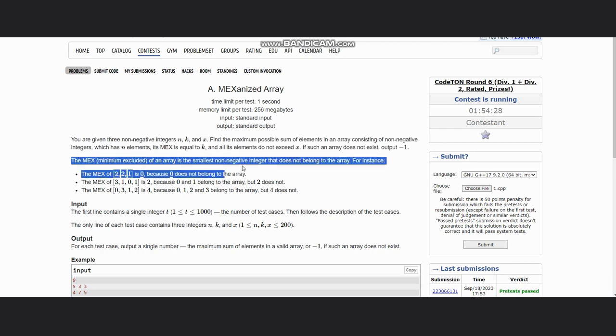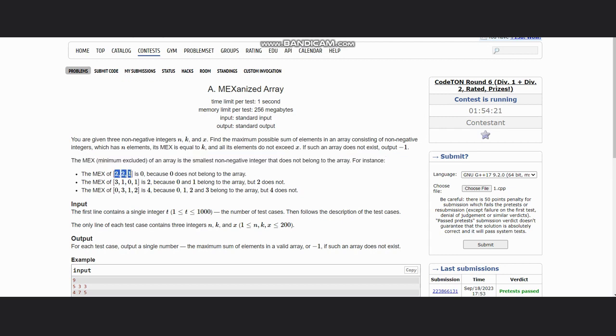The mex of an array is the smallest non-negative integer that does not belong to the array. For instance, we have here 2, 1. You see that the smallest number which is not in the array is 0, so 0 does not belong to the array. Next we have 3, 1, 0, 1. Its mex value will be: 0 is there, 1 is there, 2 is not there. So its mex value is 2. Now in the third case we have 0, 1, 2, 3. So the mex value is the next number, which is 4.